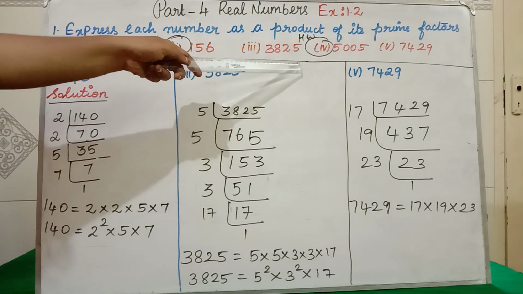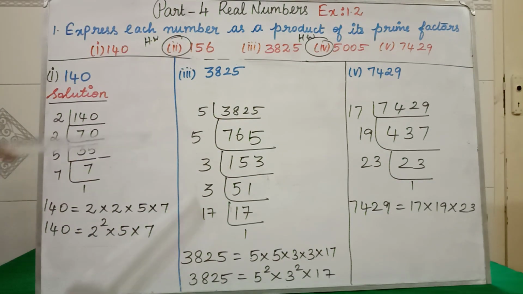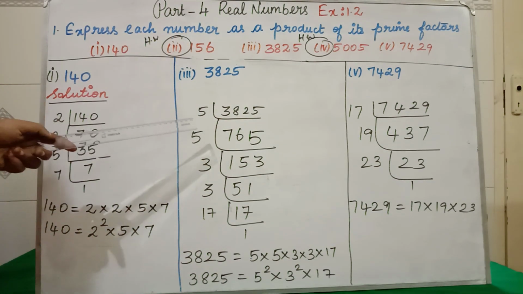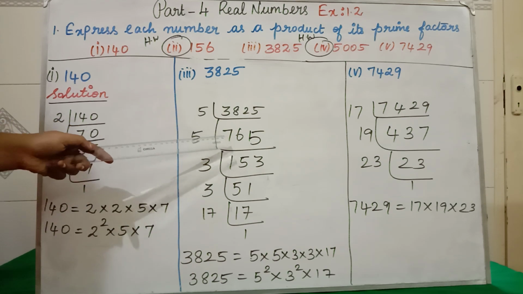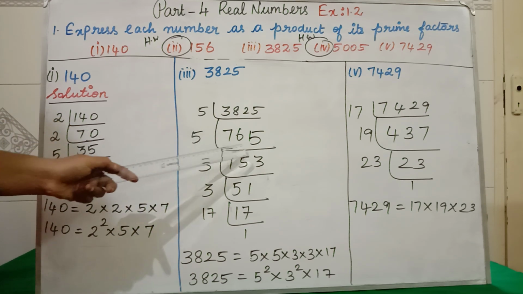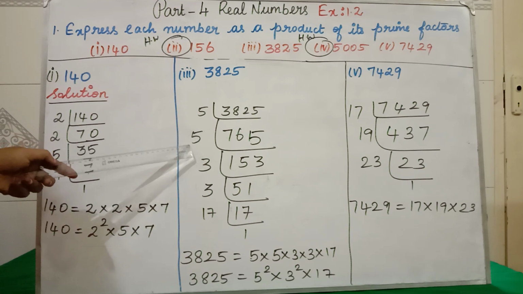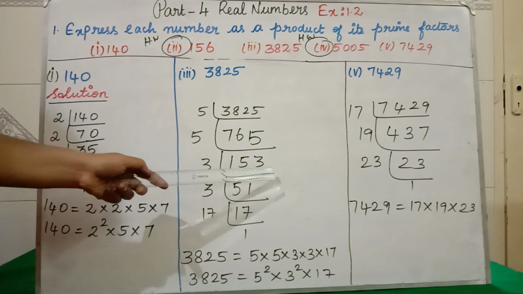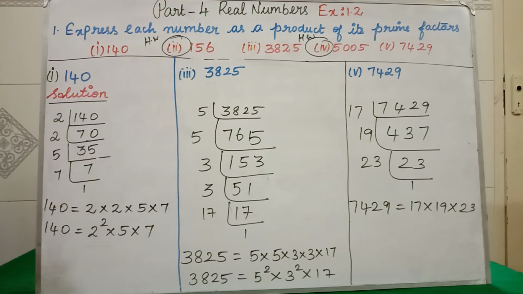3825. Since the last digit is 5, I am dividing by 5. If I divide by 5, I get 765, and dividing by 5 again gives 153. Okay, how will you do this normally?